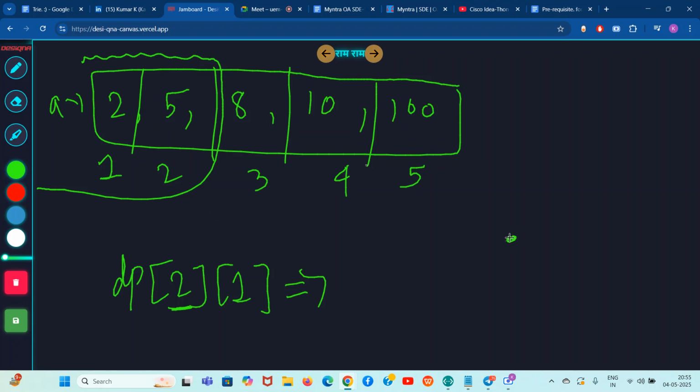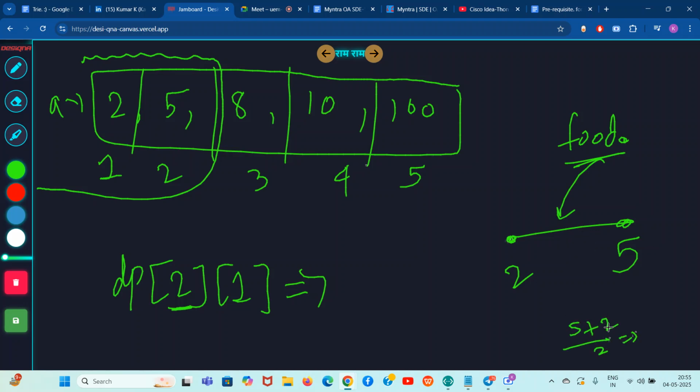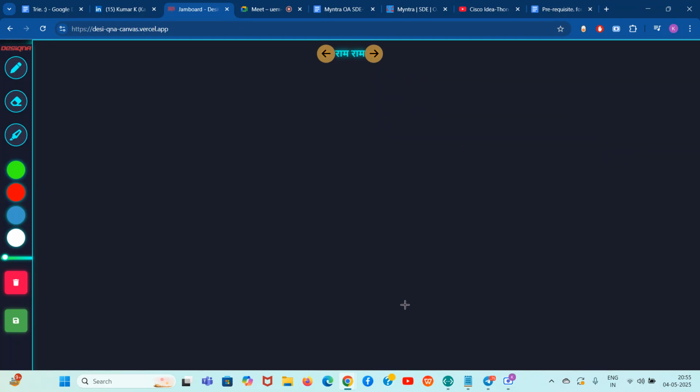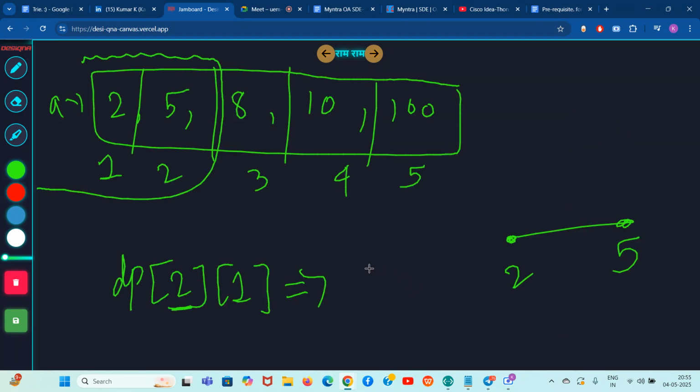So use your brain. Here it is 2, here it is 5, so where will you put the food? Use your brain, God has given you a brain. Sir, we will put the food in the middle. What is the middle of 5 and 2? 5 plus 2 is 7, divided by 2, 3. At position 3 you will keep the food, right? And then what will be the cost? 1 plus 2, 3. So dp2 of 1 is 3.